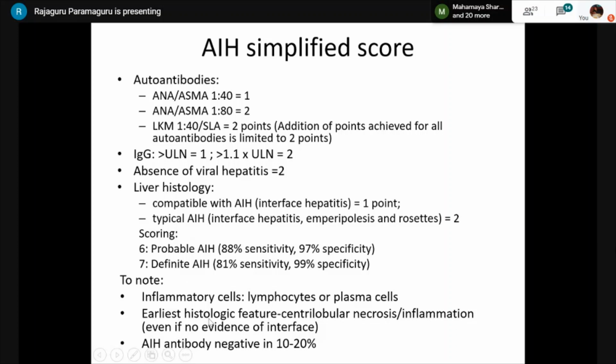And as I told you, if you are able to find only the centrilobular necrosis and inflammation, you have to speak to your clinician and get all the complete details. If the initial antibody workup is negative, you have to go in for the other antibody markers. And there is quite a good number, about 20% of cases, which can be antibody negative also. So if the clinician feels so, he can consider and treat the patient as autoimmune hepatitis.